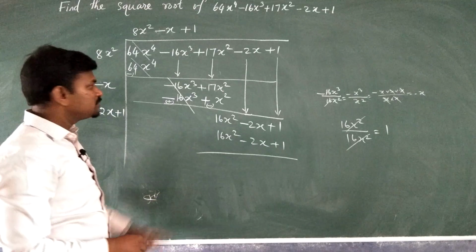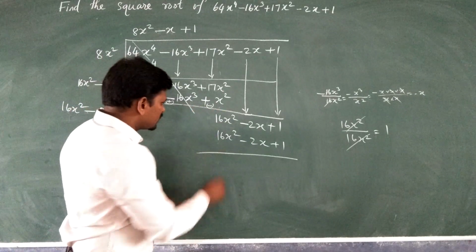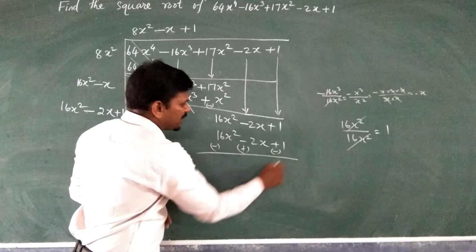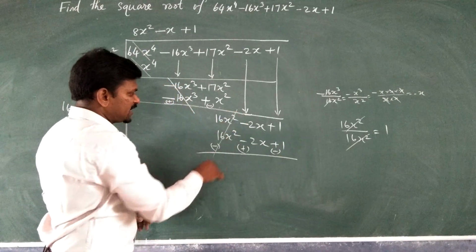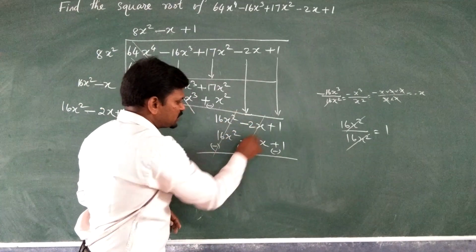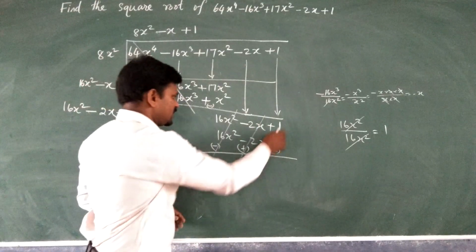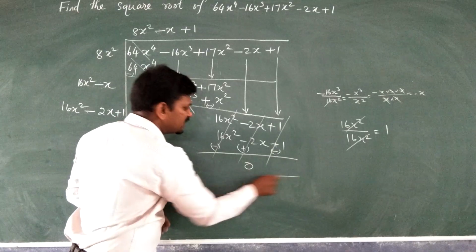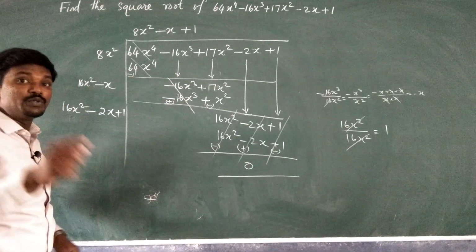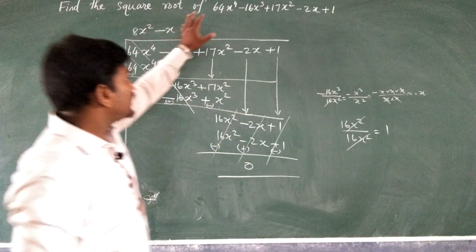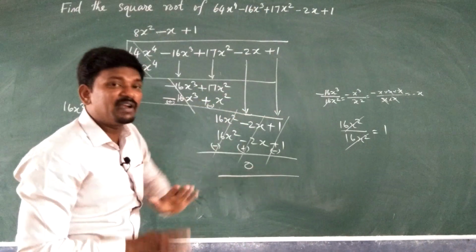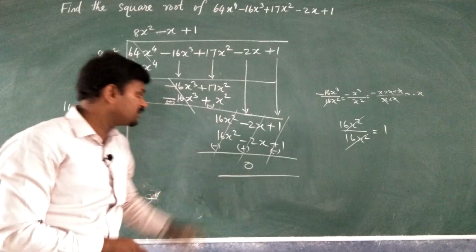Now we have to change the symbol. Plus becomes minus, minus becomes plus, plus becomes minus. So 16x square cancels, minus 2x and plus 2x will be cancelled, plus 1 minus 1 will be cancelled. Everything cancelled, remaining 0. So you have to remember, if the given polynomial is a perfect square, this remainder will be 0.